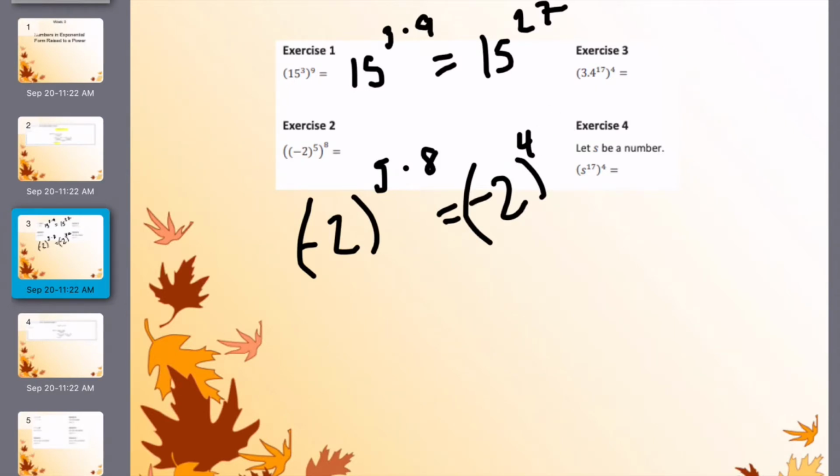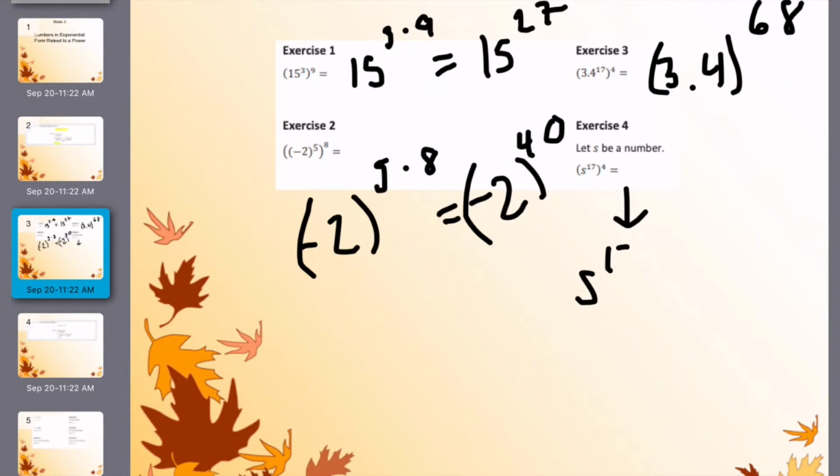That looks like an awful zero. I'm having a hard time writing today. For exercise 3, again, I keep the same base, and it's 17 times 4, and 17 times 4 is, in fact, let me double check here, 68. So this is going to be to the 68th power. And then down here, again, I can treat variables just like numbers. So I'm going to have s to the 17th times 4, which again is going to give me s to the 68th power.